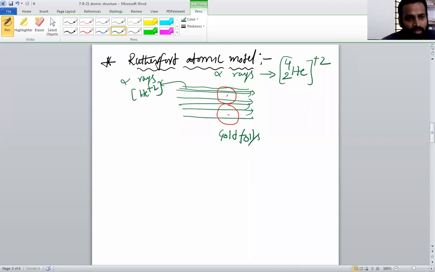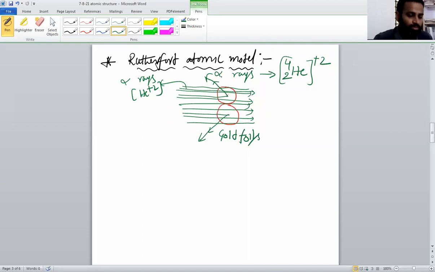But maximum of the rays are passing like this. But he observed that the rays which touch the center are deflecting back at 180 degrees. Of course, I'm showing it like that, but the rays which touch the center come back in the same manner, backside. This is the ray hitting the center of the atom or gold foil. They come back in the same path. But just to show the deflection, I'm drawing it downwards and upwards.